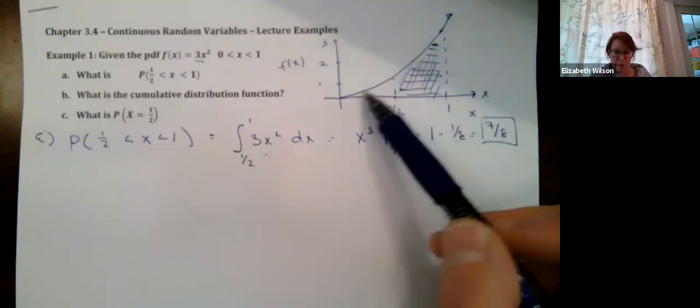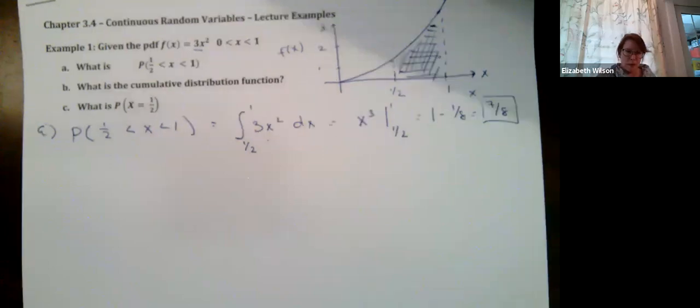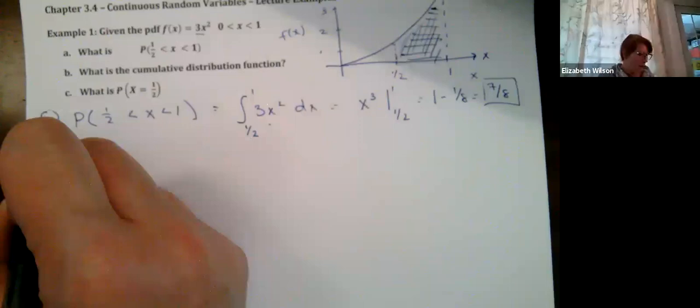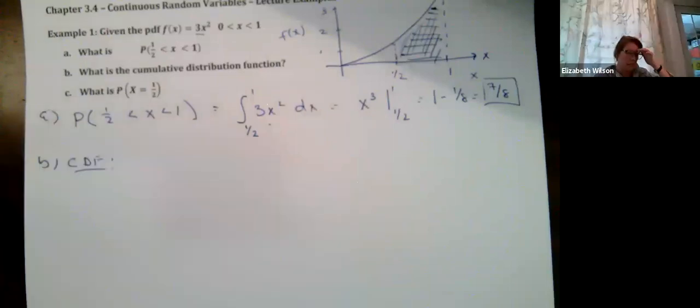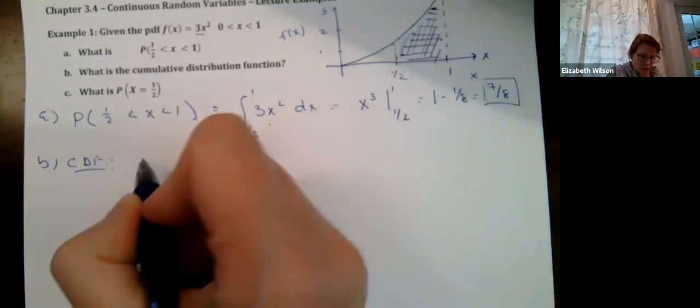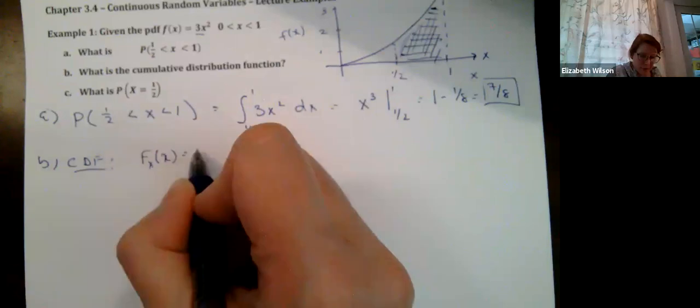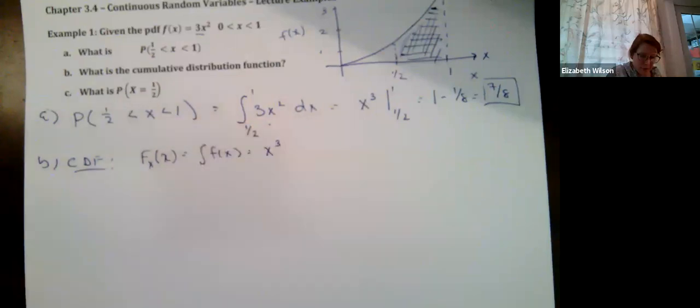So let's think about how we're going to calculate our cumulative distribution function. Remember our cumulative distribution function, I had to integrate our f of x, so that gave me x cubed. So I know, generally speaking, I'm dealing with x cubed. So what happens on our cumulative distribution function is this, I'll come out with a graph.